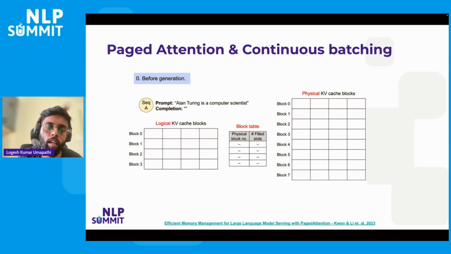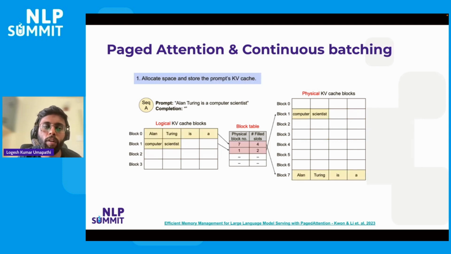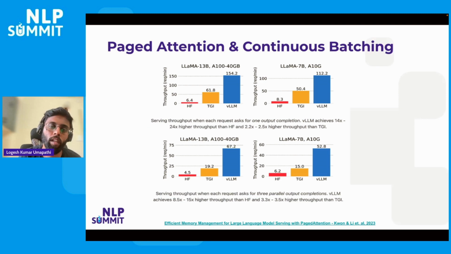So these were a few of the optimizations that were introduced. Because of that, the throughput is improved, and this is from the original benchmark. When they did a benchmark on an 840 GB Llama 13B, they were getting 2.2x to 2.5x speed up on TGI, and 14 to 25 times speed up on vanilla Hugging Face inference.